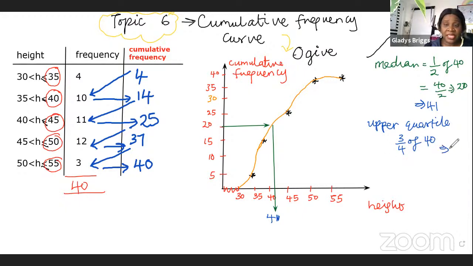So this is 30 here. Okay, so again, you go on to your graph and you find where 30 is. Here, you follow it onto your graph, and then you bring it all the way down. This is 30 here.